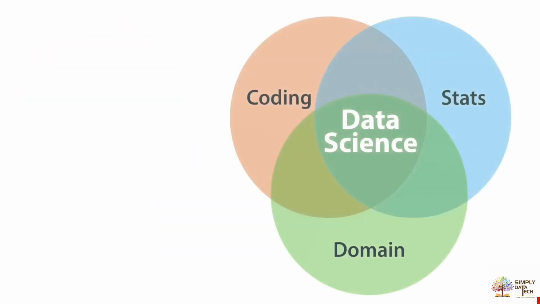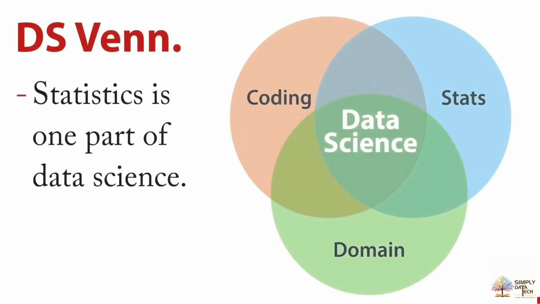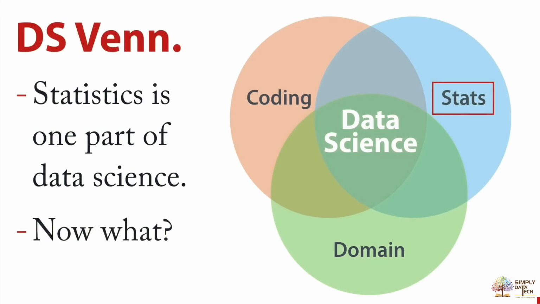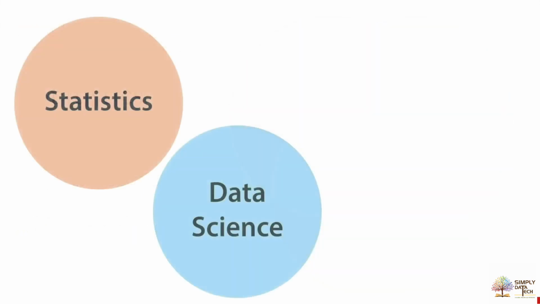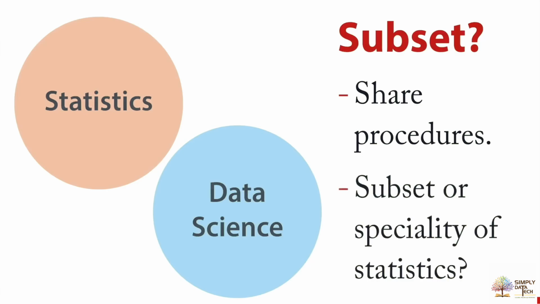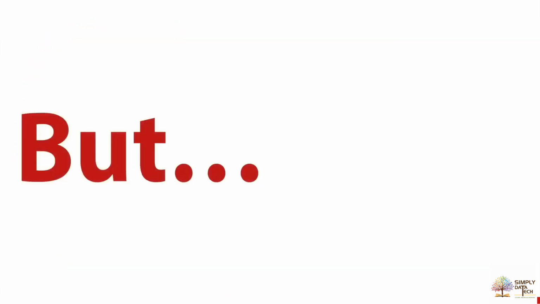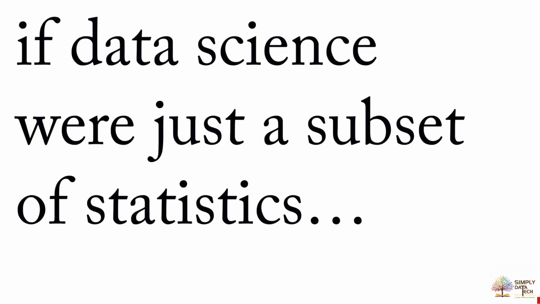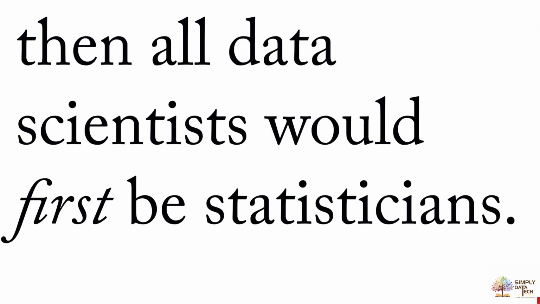And part of that is if we go back to the data science Venn diagram, statistics is one part of it. There it is in the top corner. So now what do we do? What's the relationship? It doesn't make sense to say these are totally separate areas. Maybe data science and statistics, because they share procedures, maybe data science is a subset or a specialty of statistics, more like this. But if data science were just a subset or specialty within statistics, then it would follow that all data scientists would first be statisticians.